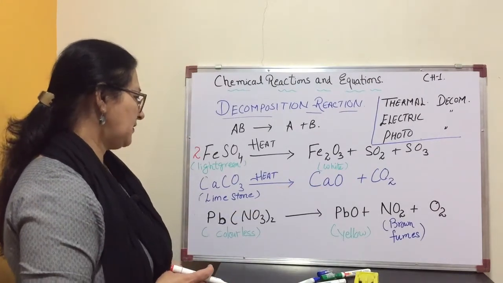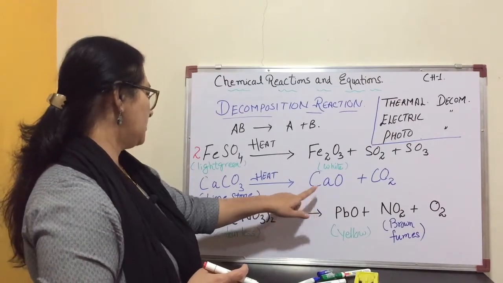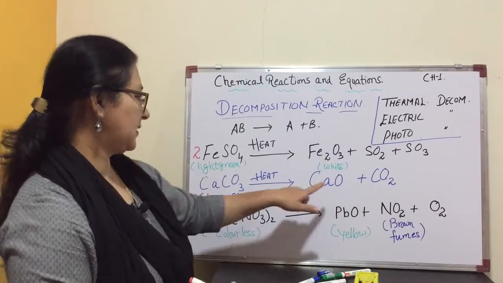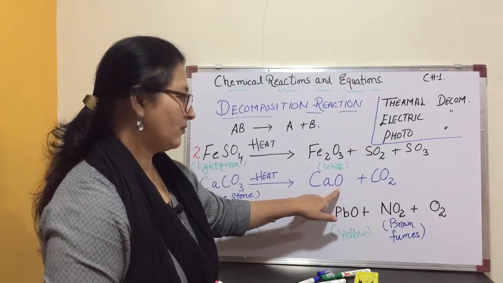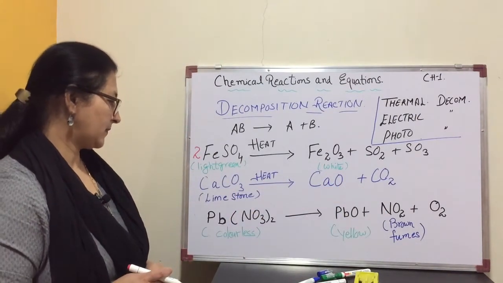So let's see whether the equation is balanced or not. Calcium over here 1, 1. Carbon is 1 on the product side, here also 1, and oxygen is 3 over here, 1 plus 2, 3. So this is the balanced equation, right?